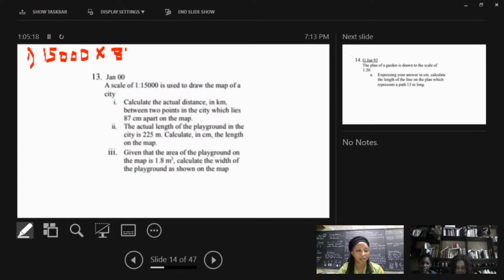It's going to give you a big number. And what is it? It's 1,305,000. And that's in centimeters, so change it to kilometers.